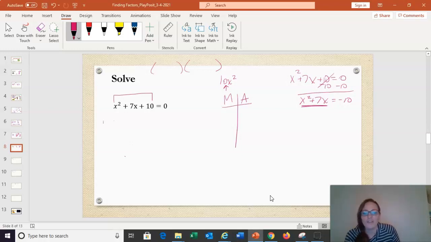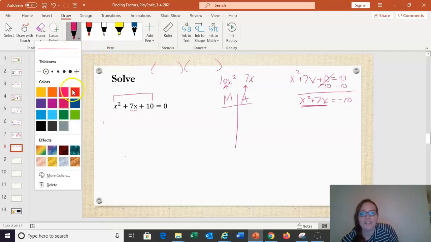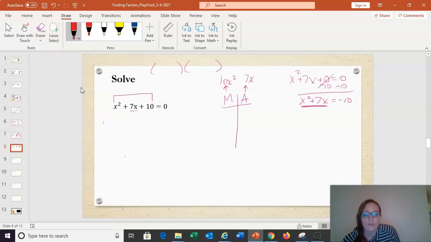And then we're looking for two numbers that add, that's the A, to give us the middle term, 7x. All right, so we're going to start listing our numbers. This is just a chart to help us organize things. So we're looking for two numbers that multiply together to give us 10x squared. So just start thinking, what times what is 10?